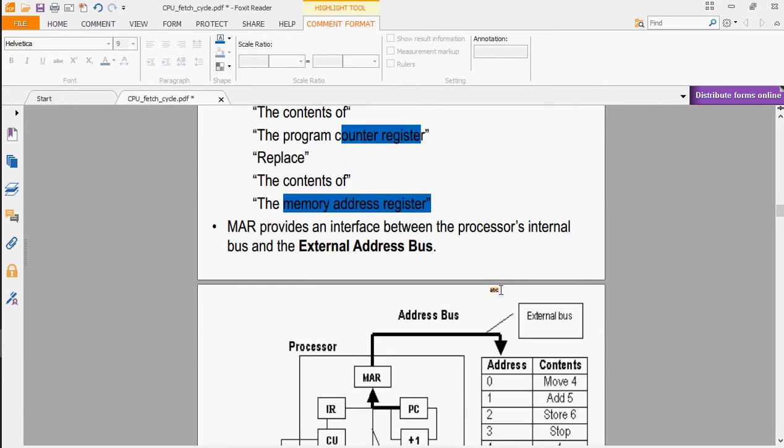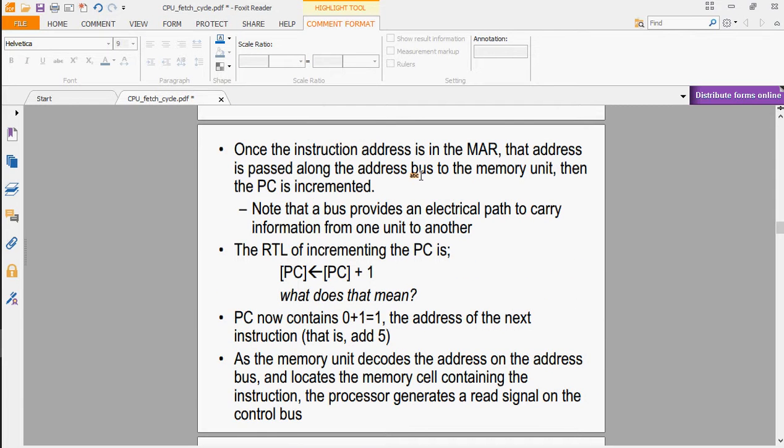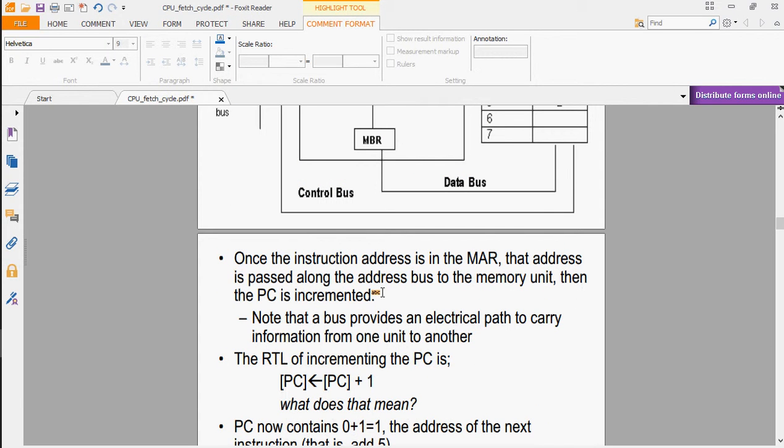The memory address register provides the interface between the processor's internal bus and the external address bus. Once the internal instruction address is in the memory address register, that address is passed along the address bus to the main memory unit, and the PC is incremented. Know that a bus provides an electrical path to carry information from one unit to another.